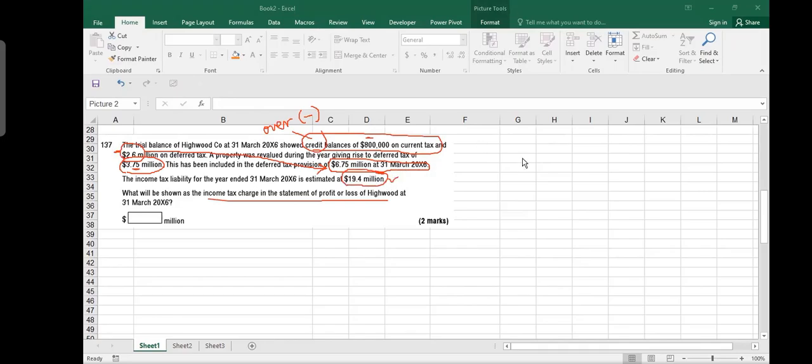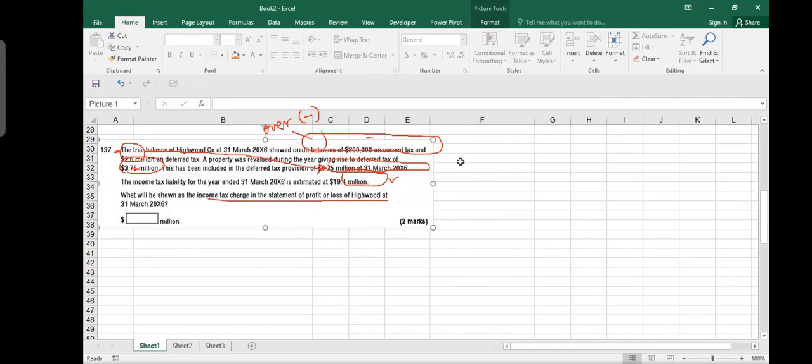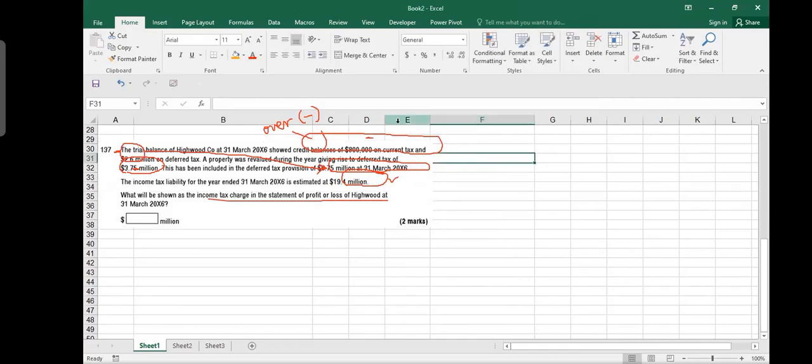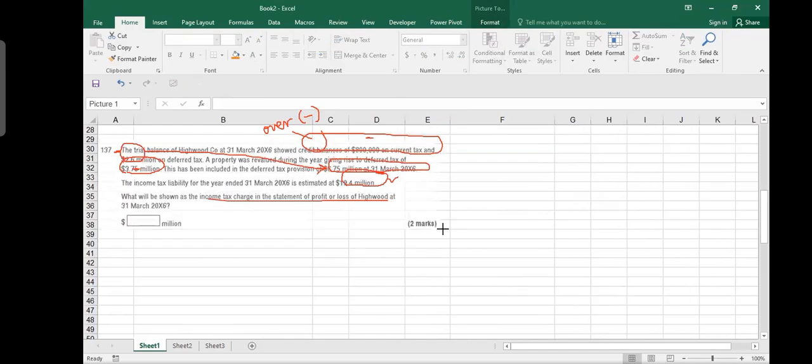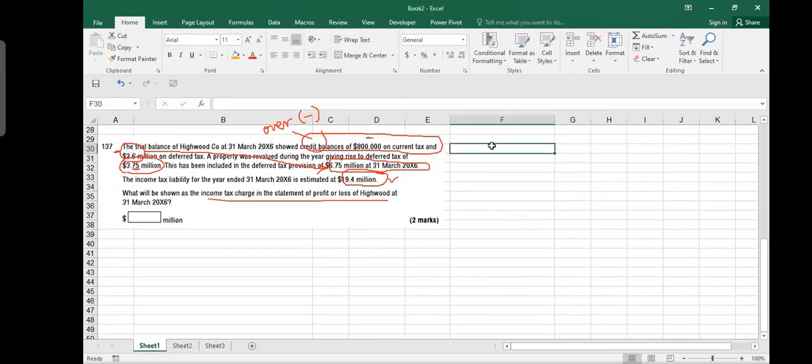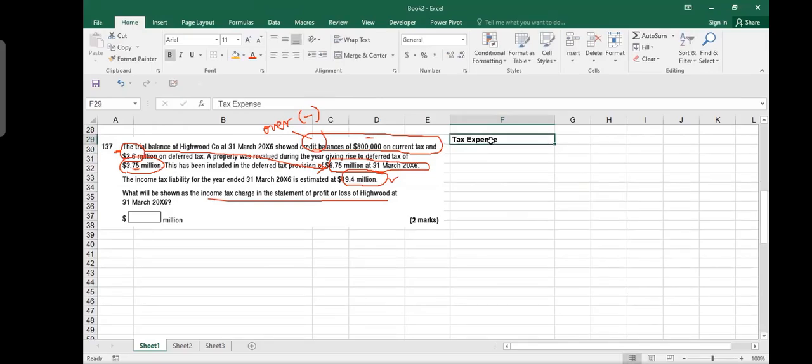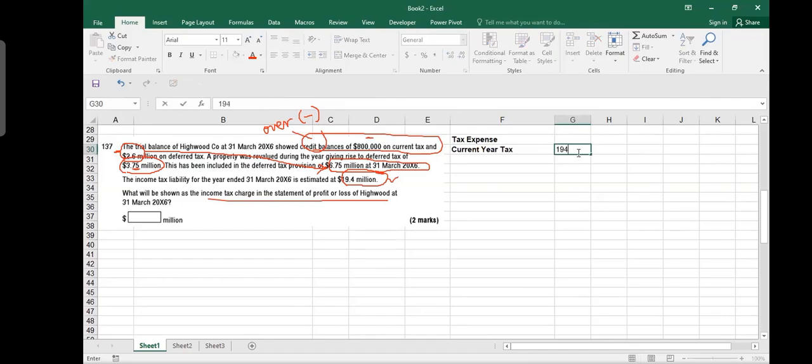So we go back to our format, and our format, what did we learn? Let me just somehow create some space here. So we said that we will start with, let me create some space and make it a little bit bigger here. So you have to calculate your tax expense. Your tax expense will be like current year tax, which is 19.4 million.